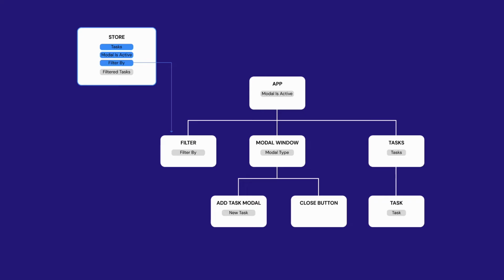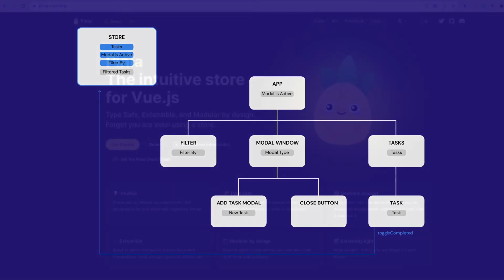And to mutate these variables, it would be just as simple. Inside the task component, we could click the button to mark a task as done, and we would send this change straight from the task component to the store without the need of passing through the parent component. So this is how we should build large applications with Vue.js. And the system we are going to use is called Pinia.